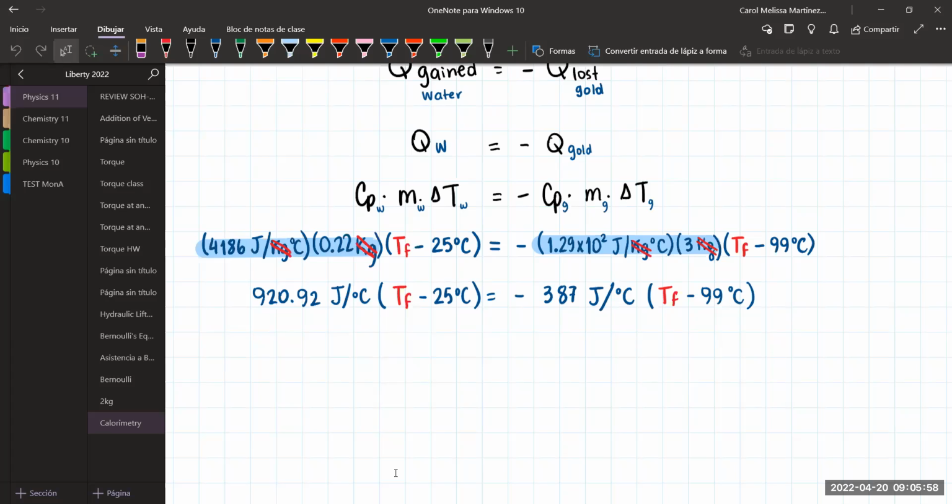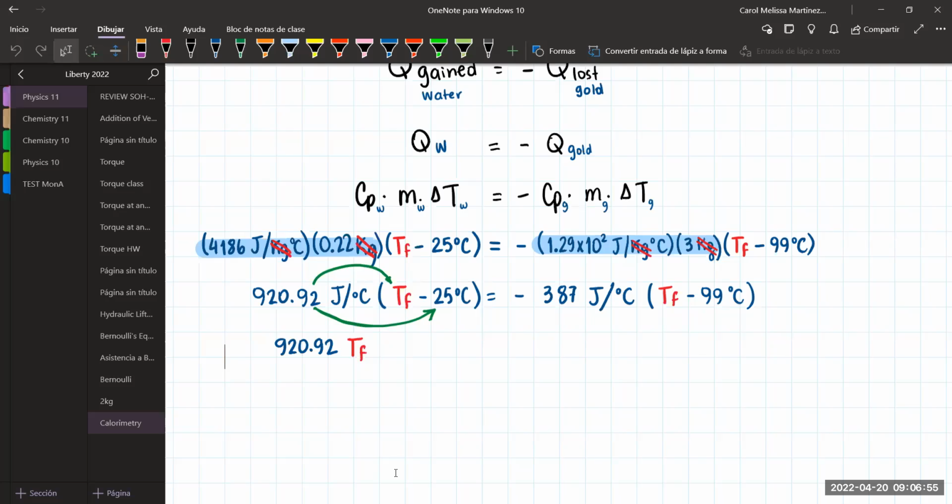Instead of having 2 and having x, we're going to have 920.92 times TF. So we're going to have this. Green. Okay, so this number out is going to multiply by everything that you have internally. So 920.92 times TF is going to give you 920.92 TF. Here, guys, I'm not going to write the units because it's going to be a little bit confusing.